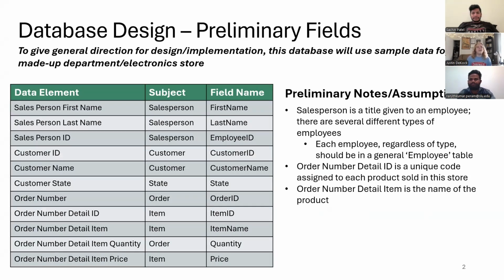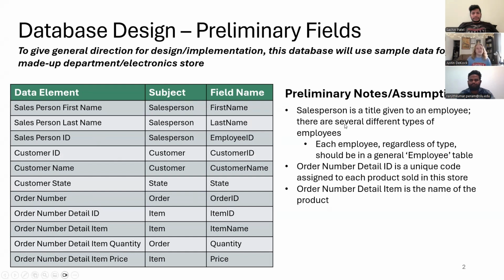So to start off our database design, we started with our list of preliminary fields, which was mentioned in the database design from Mere Mortals book. So we considered the data elements required in the assignment as our list of fields. Then we assigned a subject to each of those fields, and then assigned a more usable field name in camel case format. So we've got all of these. And then our subjects were salesperson, customer, state, order, items, and items.